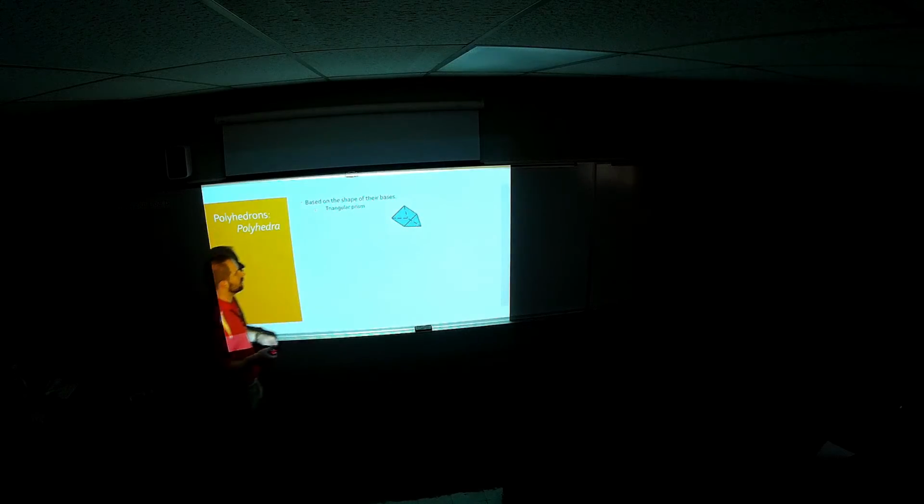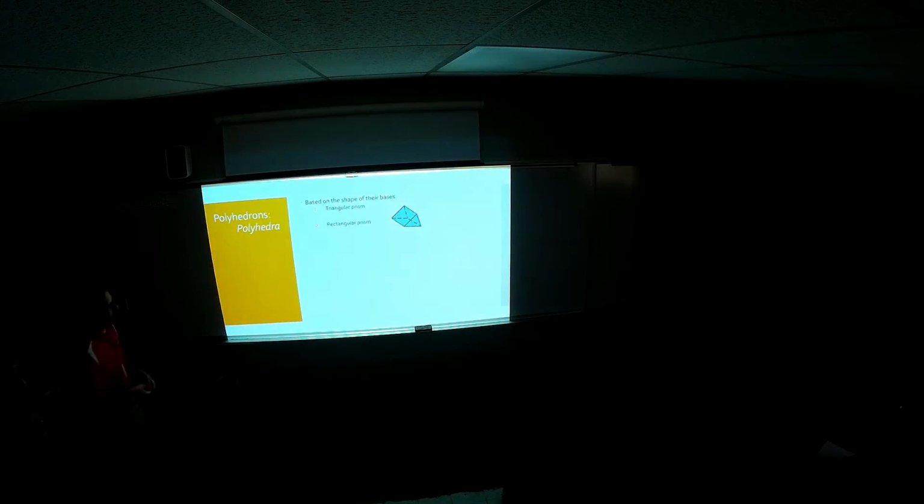Okay, now the other thing we talked about was how you name polyhedrons: by their bases. So the idea is that if I call it a triangular prism, the triangle's the base. The two parallel walls are triangles. So on this one, these are the bases, and then you have the rectangles connecting them. That's how these work.